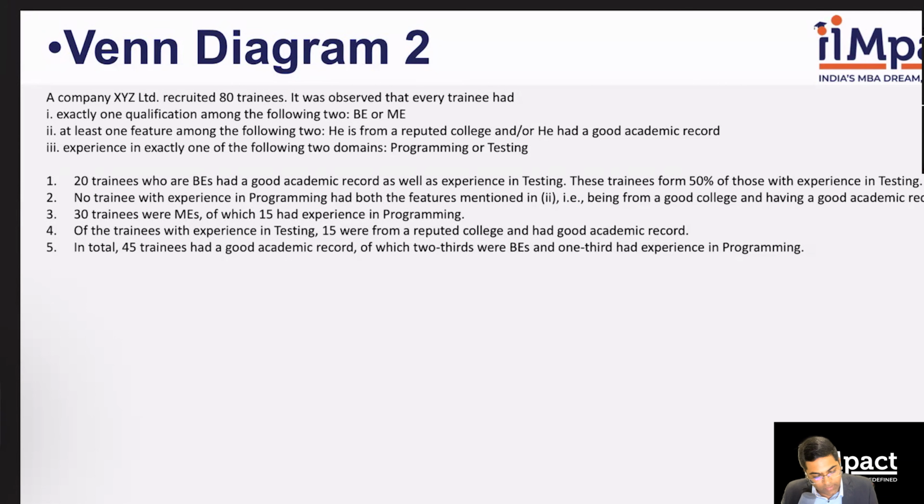So I've been told exactly one qualification among BE or ME. So it's either or. At least one feature from reputed college or good academic record. So I will write this as reputed college and good academic record. Experience in exactly one, programming or testing. So again, another either or.